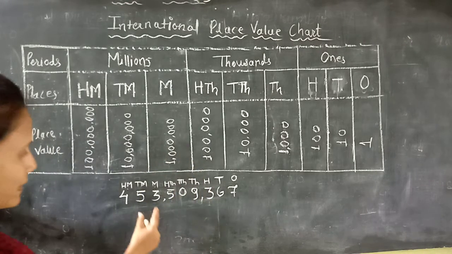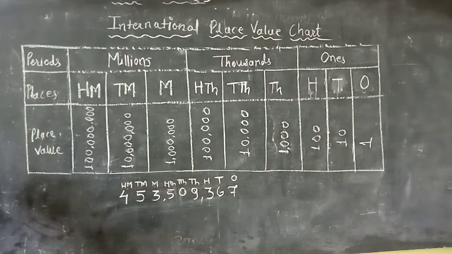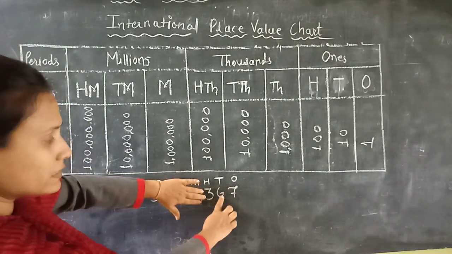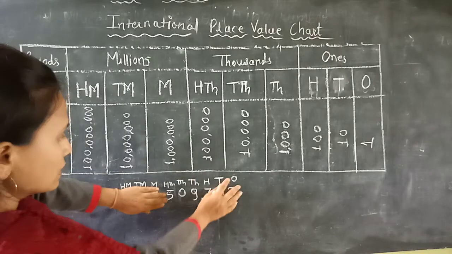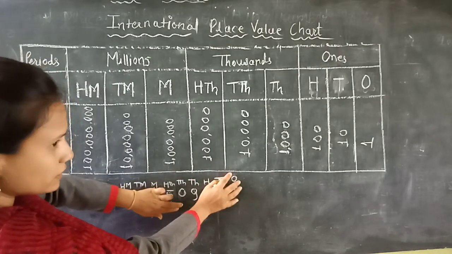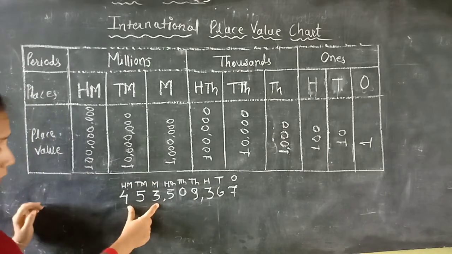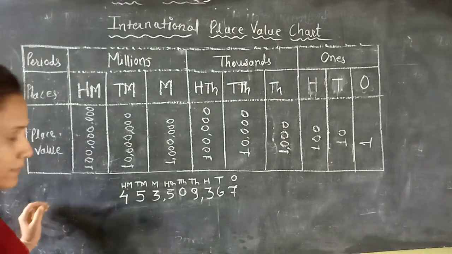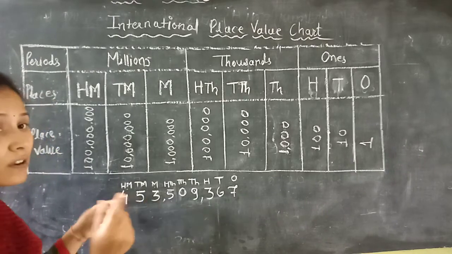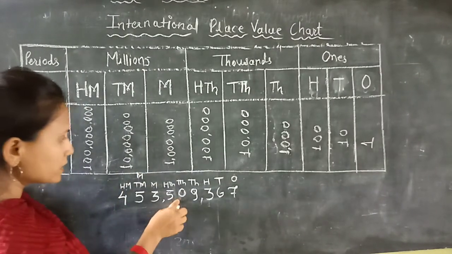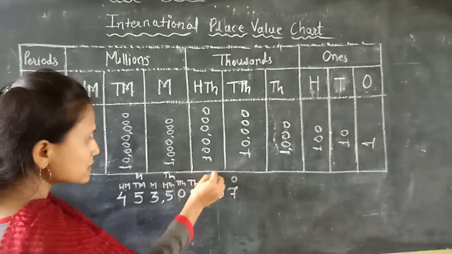See how to read. It is three groups. So this number, how will you read? It is 367. These three digits, how will you read? 509. And these 3, how will you read? 453. This is the number of which group? Of the million group. This is the thousand, and this is the ones.